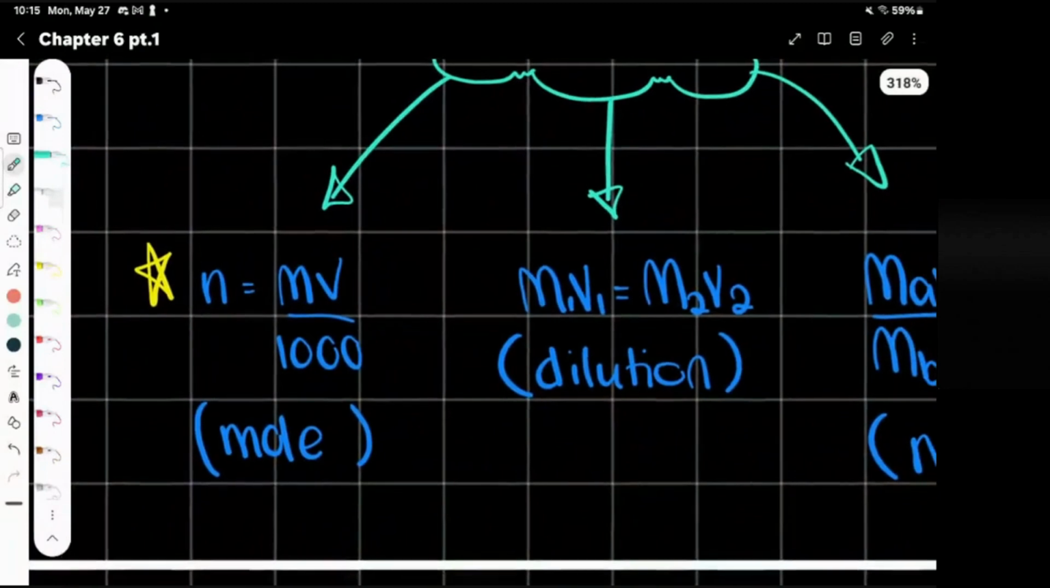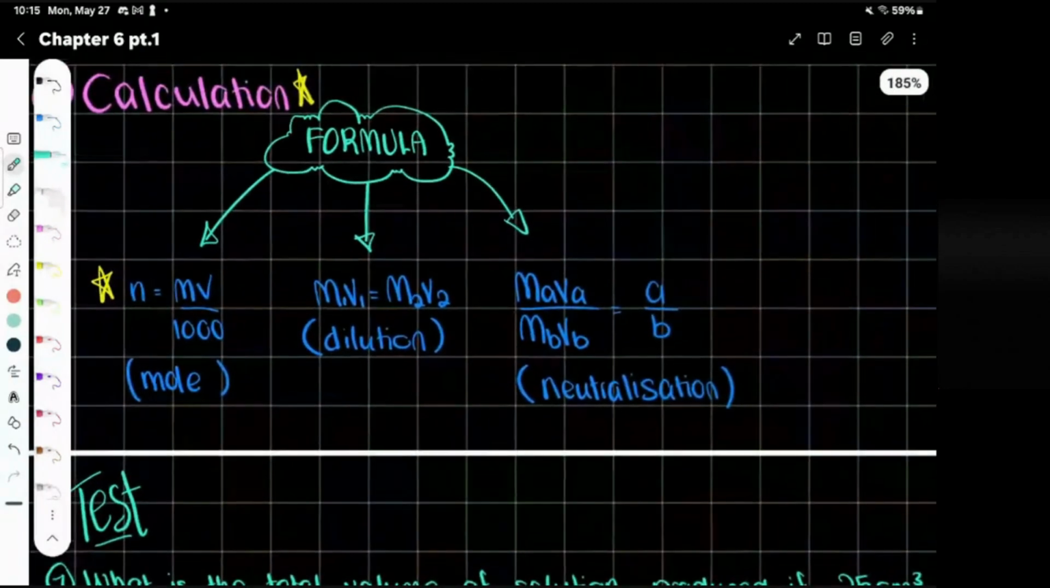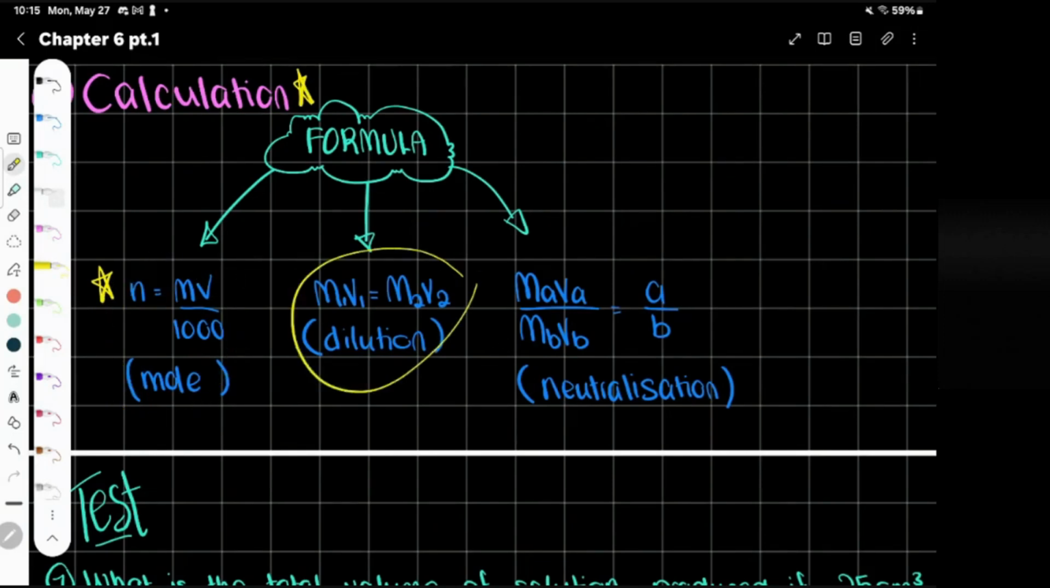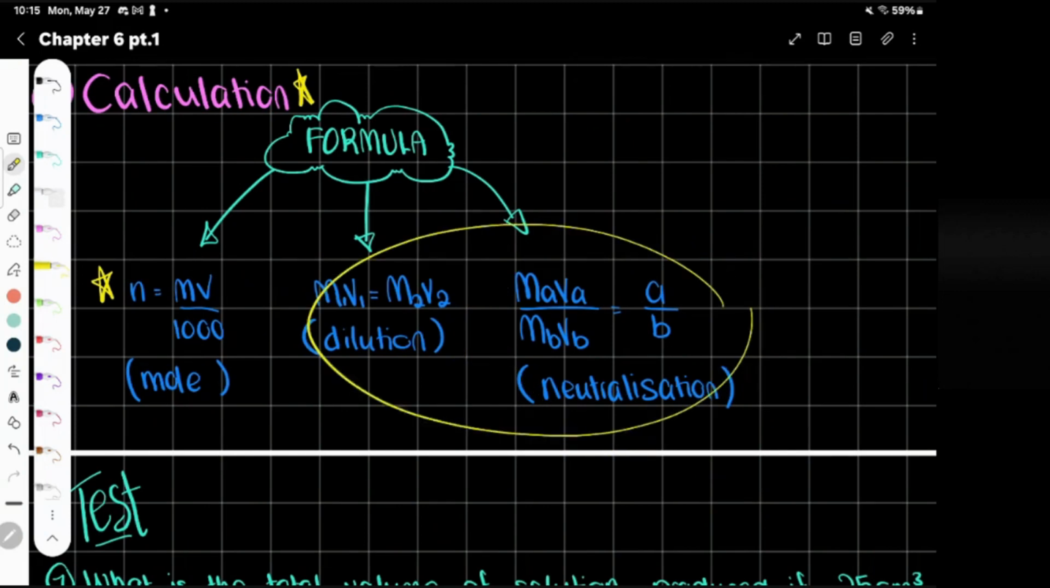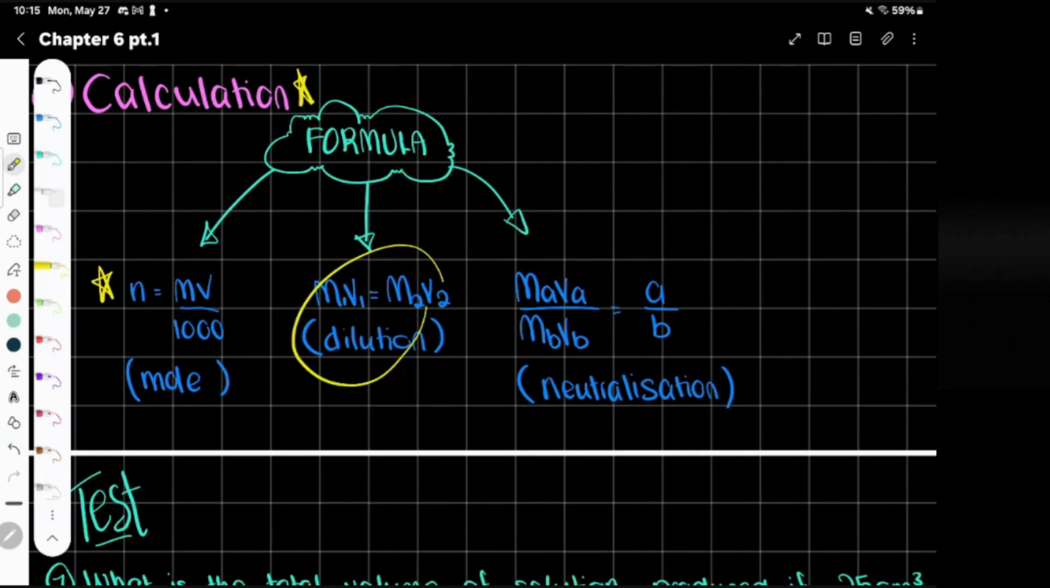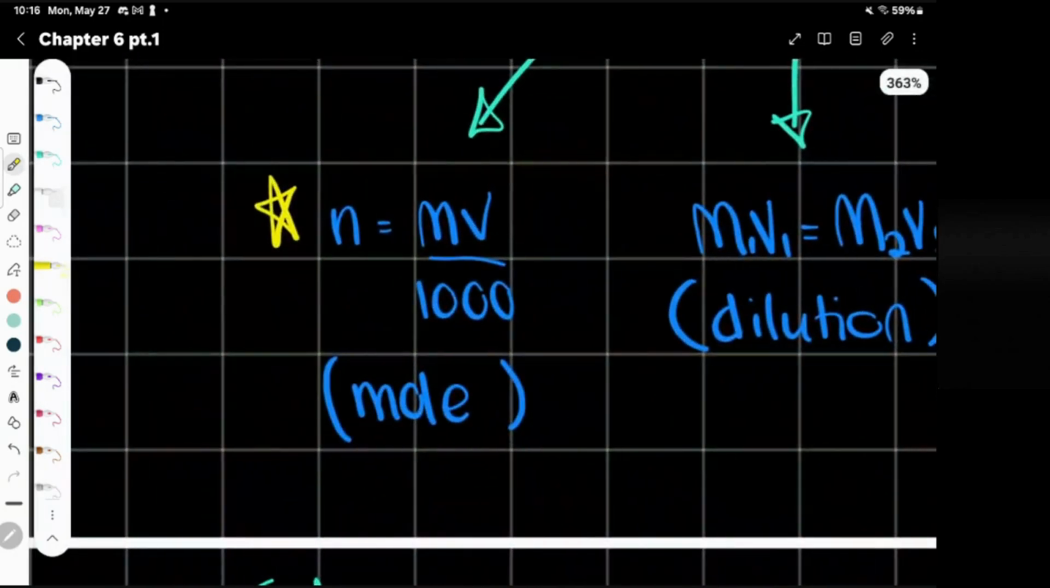So there are 3 formulas that you have to know for calculation. The first formula is this formula here, the molarity, the mole calculation. The second one is the dilution formula, and also the neutralization formula. Of course, based on these 2, you can already know which topics they cover: dilution and neutralization. But for the mole here, why did I start here? Because it's very important. You have to understand.